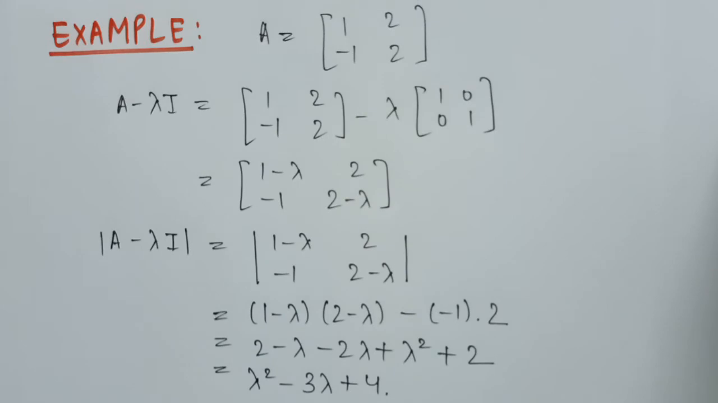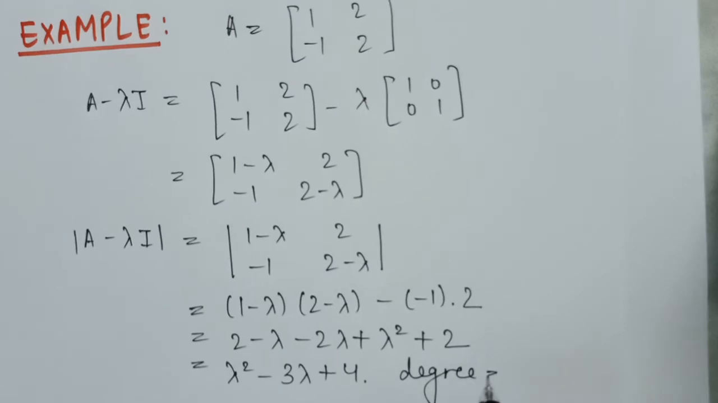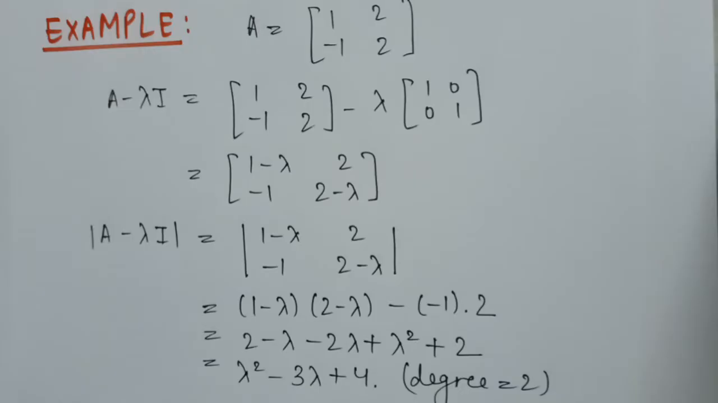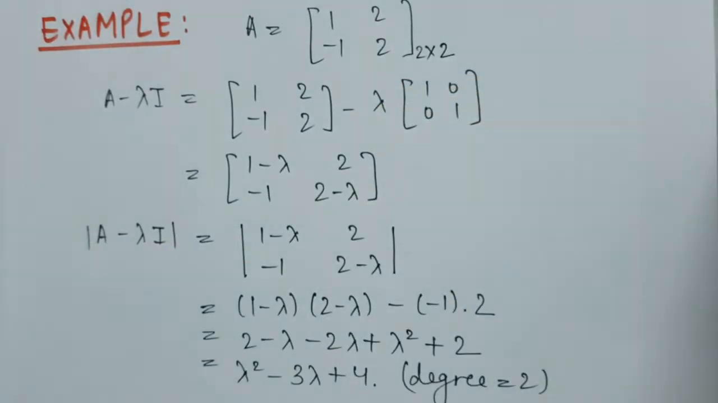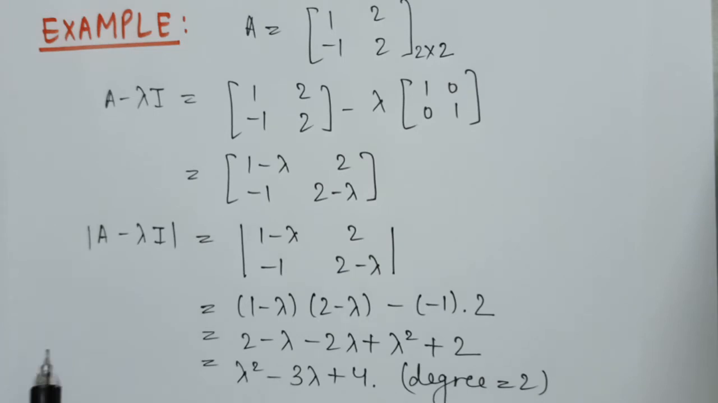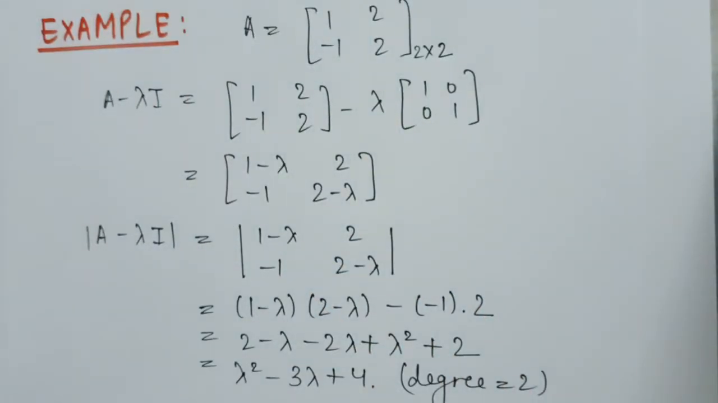So you can see determinant of A minus lambda I's value is a polynomial whose degree is 2. And also we can see that order of A matrix is 2. So we get to know from here that the value of determinant of A minus lambda I will be a polynomial in lambda with the same degree as that of the order of the given matrix.